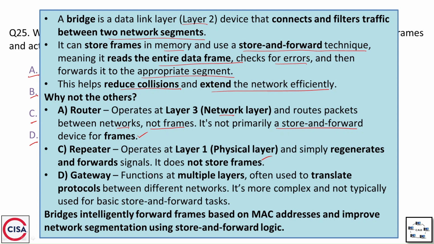Option D, gateway. Gateway functions at multiple layers, often used to translate protocols between different networks. It is more complex and not typically used for basic store and forward tasks. So bridge intelligently forwards frames based on MAC addresses and improves network segmentation using store and forward logic.